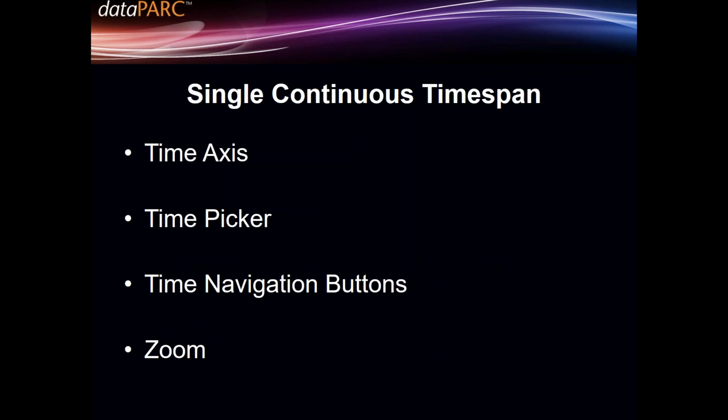Sorry, I have a bit of a cough, so you might hear me coughing through this. I'm going to start with the single continuous time span. That's the time axis that you have on the trend. In there, and I'll show it in a second, we have labels showing the time intervals on the time axis, as well as the time picker, where you either pick some absolute dates and time or take a time span. I'll get into the navigation buttons, so that's how you can jump back and forth in time, and then also zooming in time.